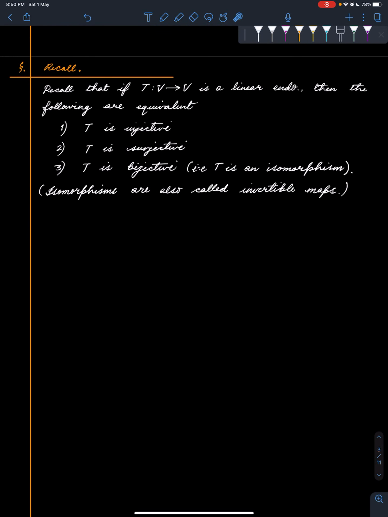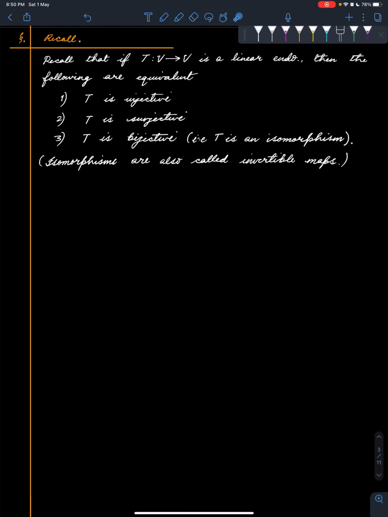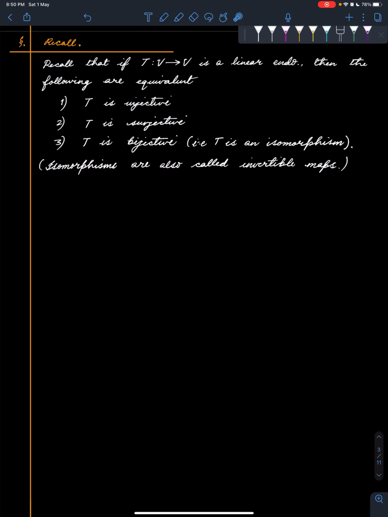Before we start with the definitions that are pertinent to this lecture, we recall a very simple fact that we proved long ago. Suppose we have a linear endomorphism, then these 3 statements are equivalent. The first statement is that the map is injective. The second is that the map is surjective, and the third is that the map is bijective, which is another way to say that it is an isomorphism. Why are these 3 statements equivalent? Just apply the rank nullity theorem and you will get this.